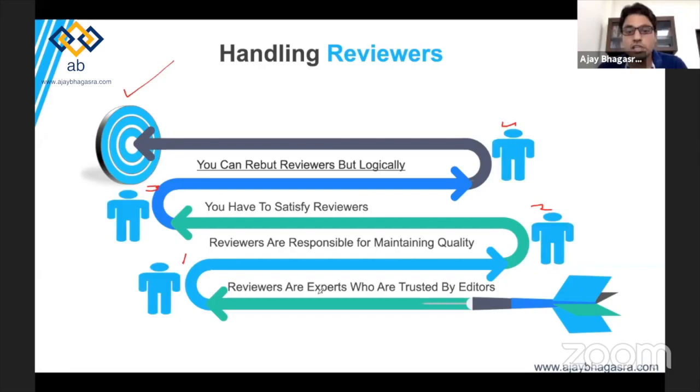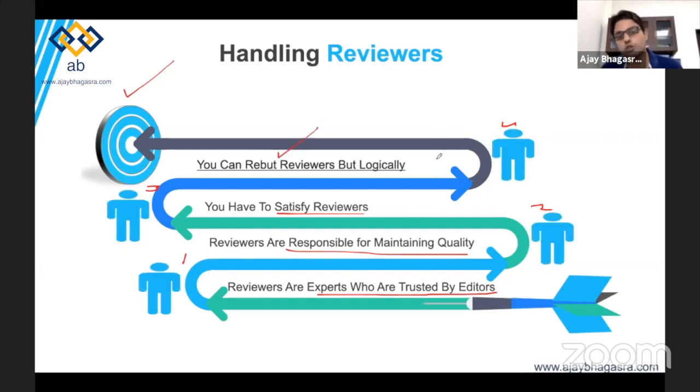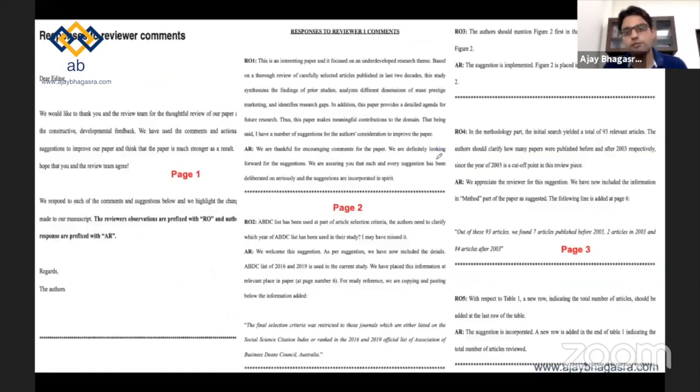Reviewers are experts trusted by editors for their expertise, and they are responsible for maintaining quality. You have to satisfy the reviewers. If you don't satisfy the reviewers, you cannot work it out. You can rebut the reviewers, but very logically. So does it mean that whatever the reviewer tells us, we need to blindly accept it? No, give logic.